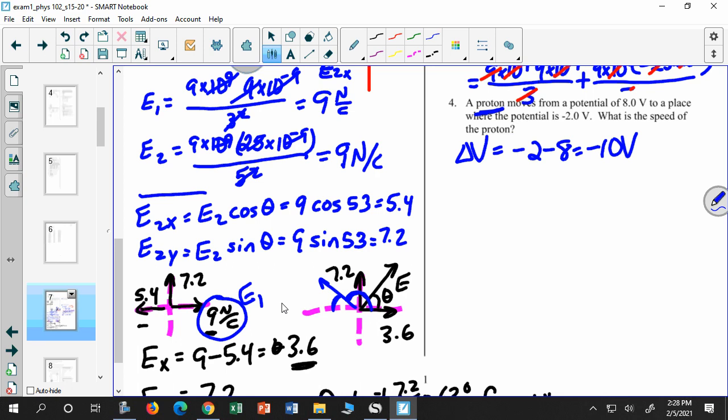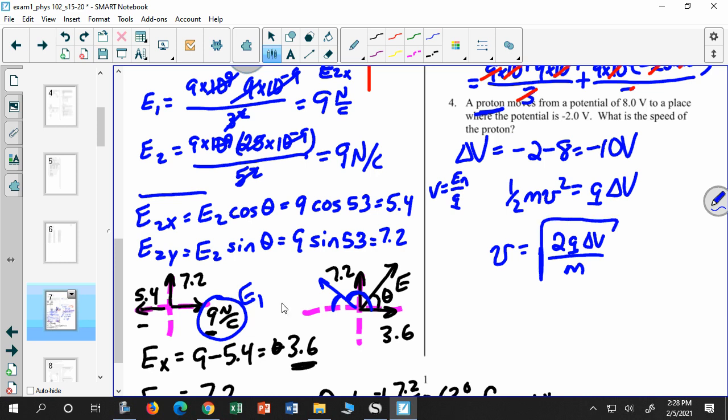So to find the speed, remember, voltage is energy over charge. So if I want to know the energy, which is 1/2 mv squared, I do Q times delta V. And then I solve that for the speed. V is equal to the square root of 2Q delta V over M. And then remember, get your charge and mass on the equation sheet. 1.6 times 10 to the minus 19.